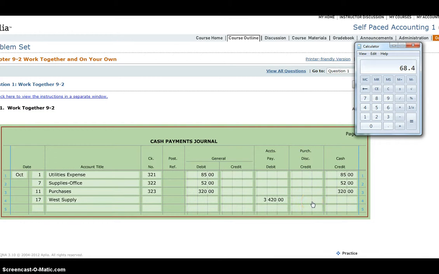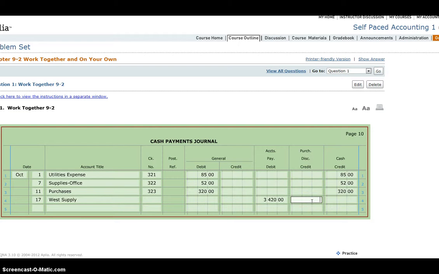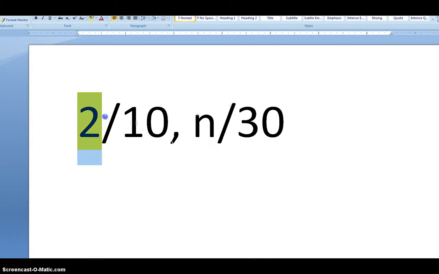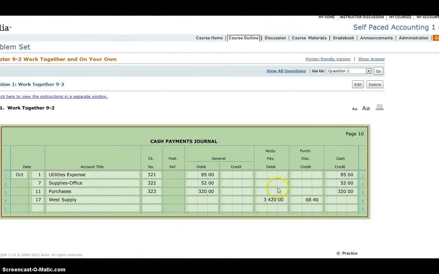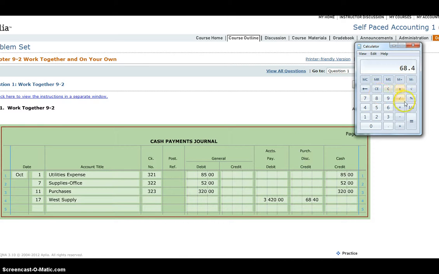So we actually put in $68.40 into this account, and notice that it has a credit balance. Okay, this is going to come in handy right now because we need to make sure that cash, which has a credit balance, and our purchases discount, which has a credit balance, they equal your accounts payable debit column. Now, because we're paying within 10 days, and we got that 2% discount, that means we get to take this 2% off of our bill. It's a little perk for paying early, right? It's always good to be early.